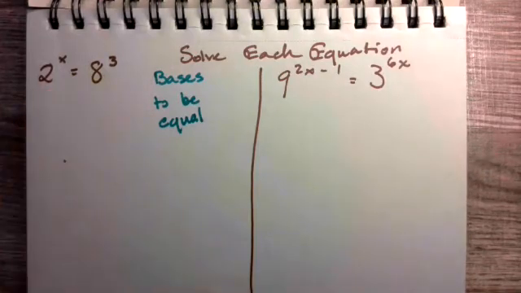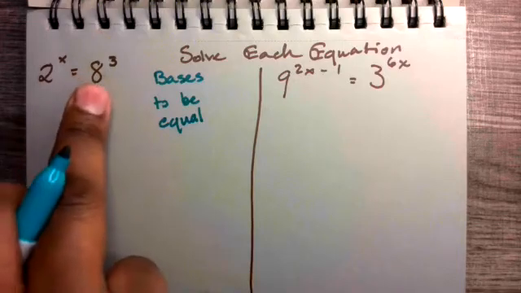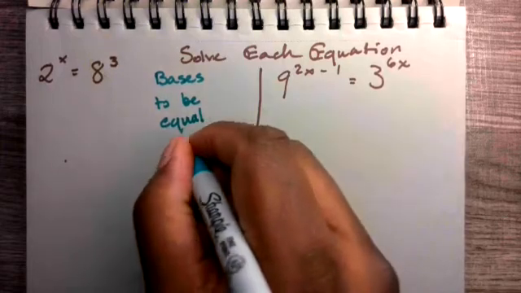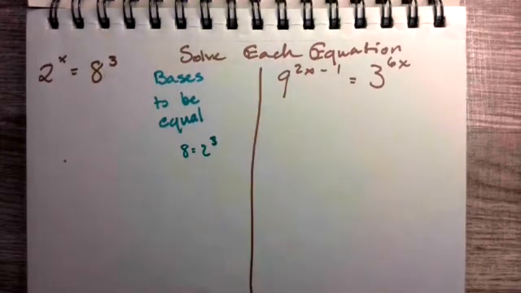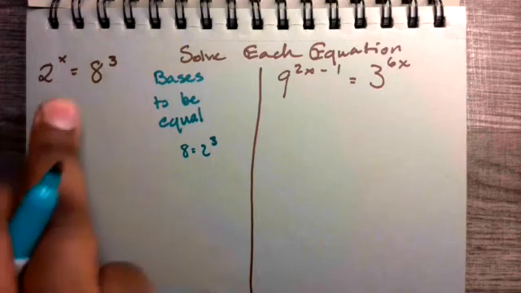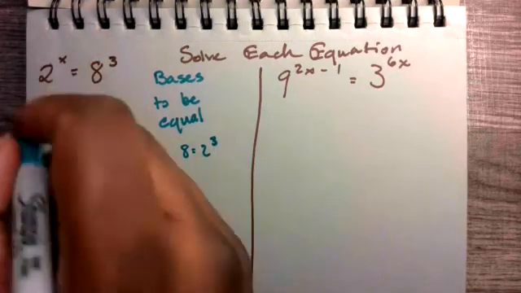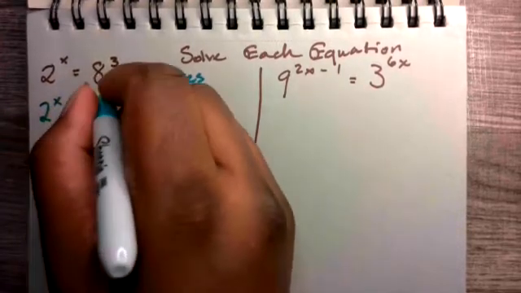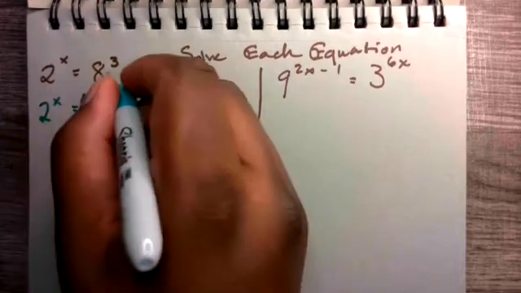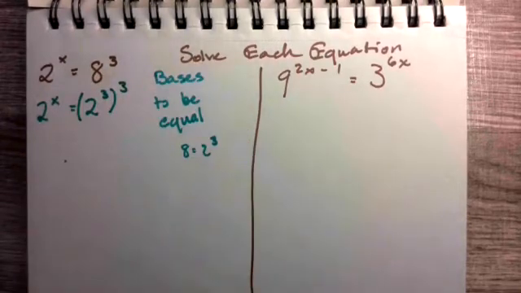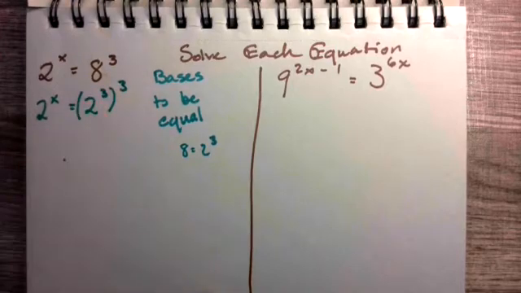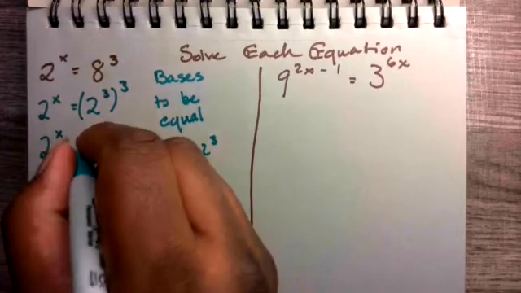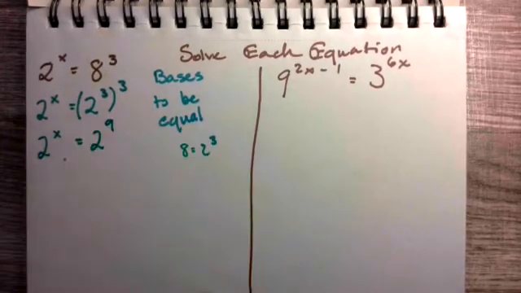Okay, well I have 2 to the x. What base could I change this 8 to? Well, let's remember that 8 is 2 cubed, so that the bases can be the same. I'm going to change this 8 to be 2 cubed. So we're going to go 2 to the x equals 2 cubed to the third. All we did is we changed 8 to be 2 cubed. Now that means then that 2 to the x equals 2 to the 9th power.